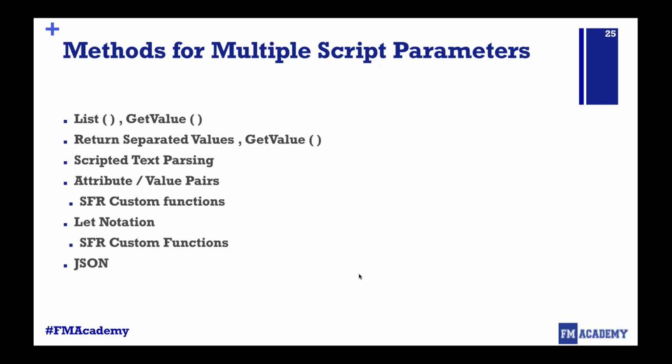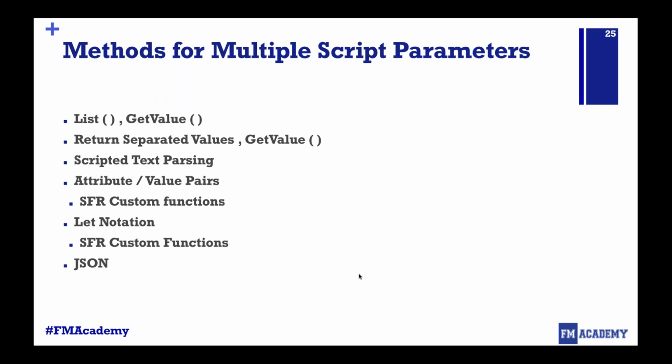Both those methods have their limitations, as people quickly found out. So they switched to some sort of attribute value pair system. That's what a lot of developers use. It could just be some sort of custom scripted text parsing, or you could use custom functions that are more widely available. Six Fried Rice came up with some custom functions a while ago that have become really popular in the community.